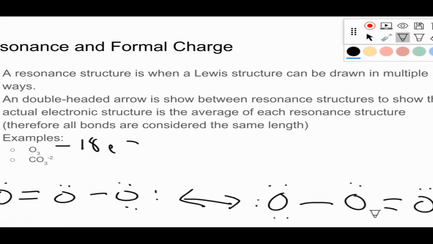This is what we call resonance. We don't know which way it is going to bond in reality. We don't know if the double bond is going to be on the left atom or on the right atom. We don't know, so we just show all the options. And AP would expect you to show it this way.